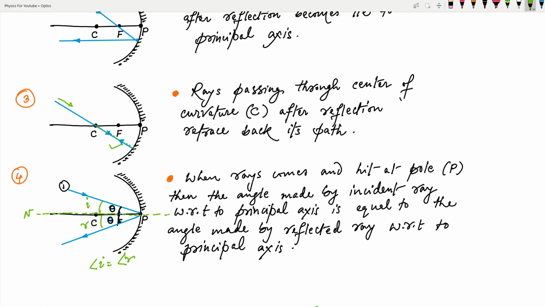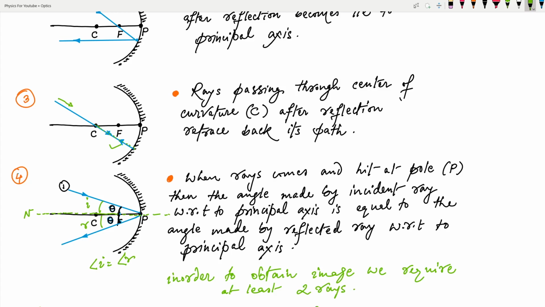So these are the 4 rules which we will be using in order to find the location of the image formed when an object is placed in front of the spherical mirror. Now why are these 4 rules important? Because we know, let me write down, in order to obtain an image, we require at least 2 rays, isn't it?